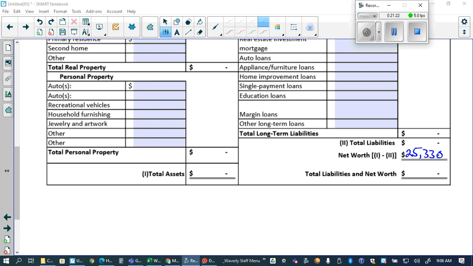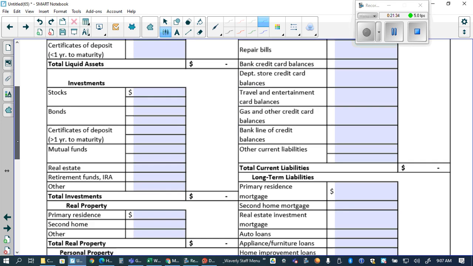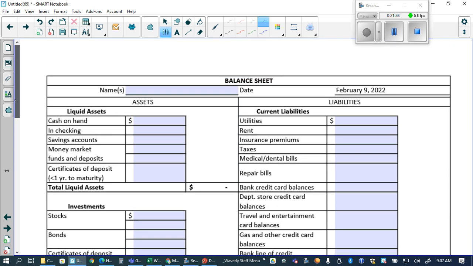Found a mistake. So after that mistake, what was the net worth you had? 25. Okay. Well, let me put in what you should have in here. So the cash on hand was $500, right? That goes there, and that was it for liquid assets.